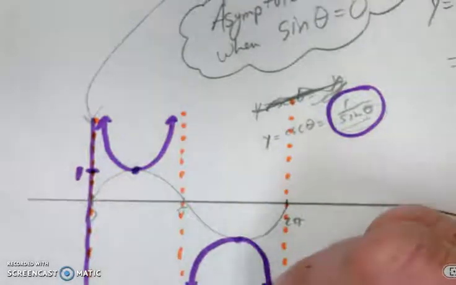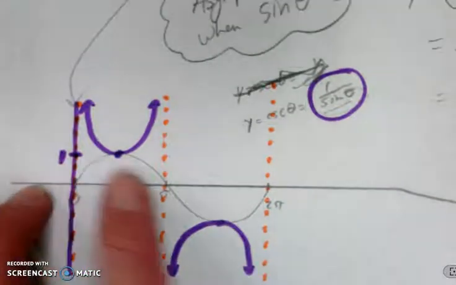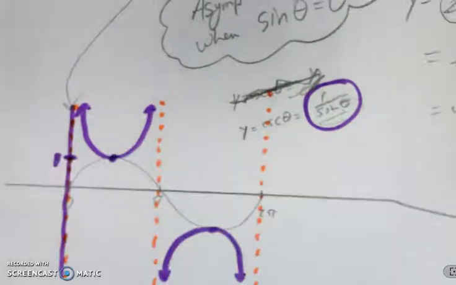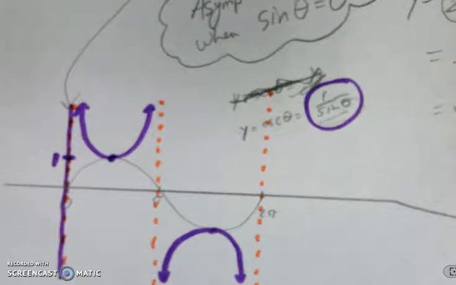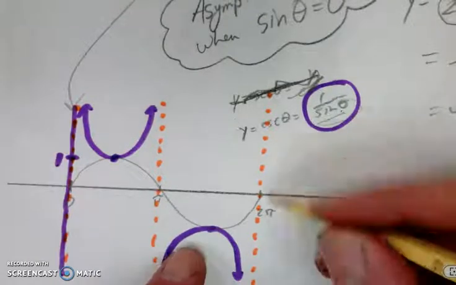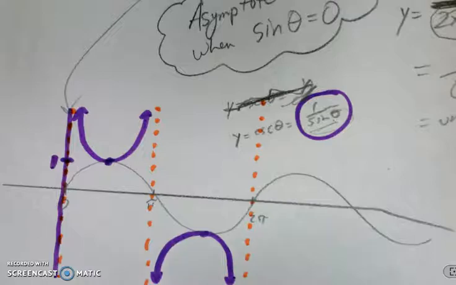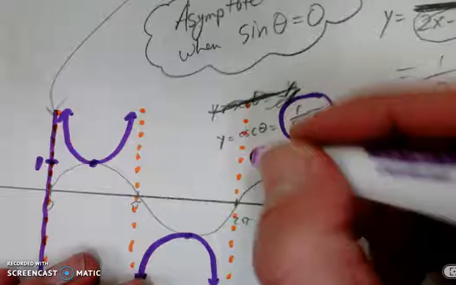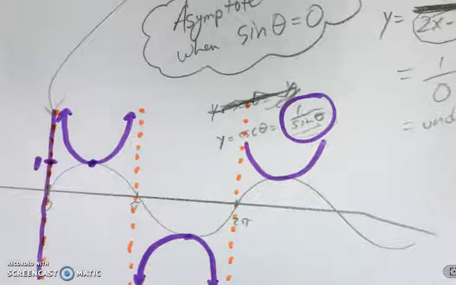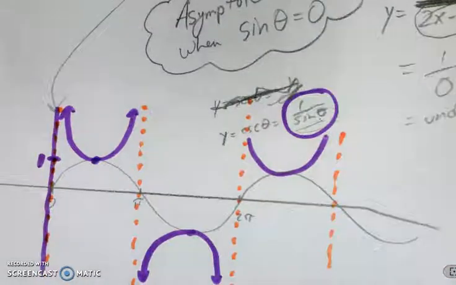All right. And so those are your other locations. So if we erase the pencil mark of sine and just left the purple graphs, that's what cosecant is. Now, if we go further, and we can do that, you would have another cup like that, and another asymptote.